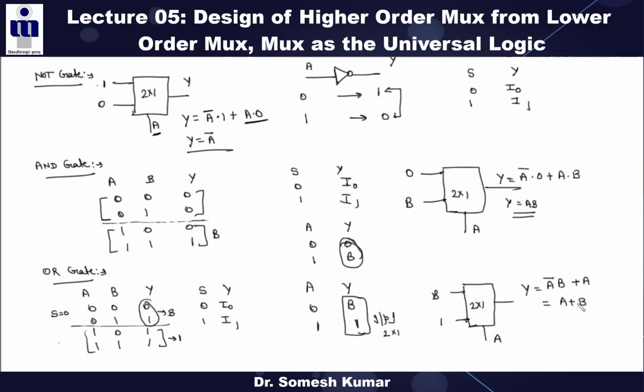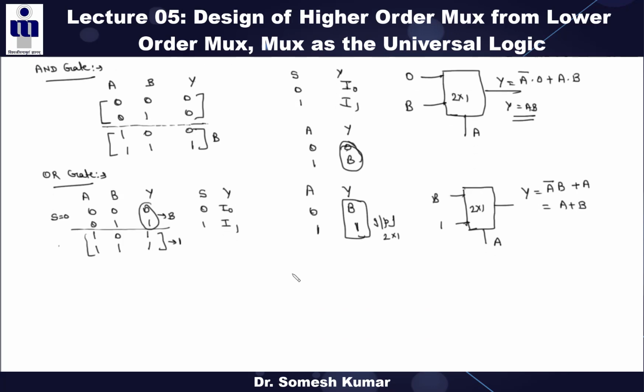So in the objective type, I can ask the number of mux required to implement the OR gate. Only one mux is required to implement the OR gate. Number of mux required to implement the AND gate? One mux. Number of mux required to implement the NOT gate? One mux. So now we come to our NAND gate.